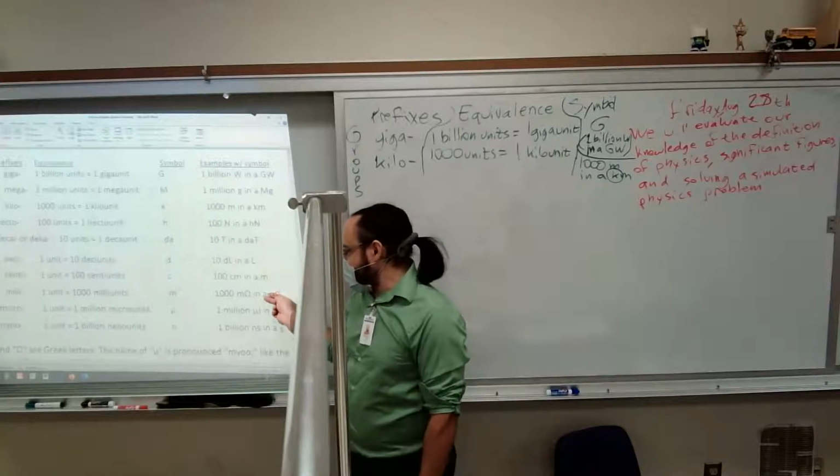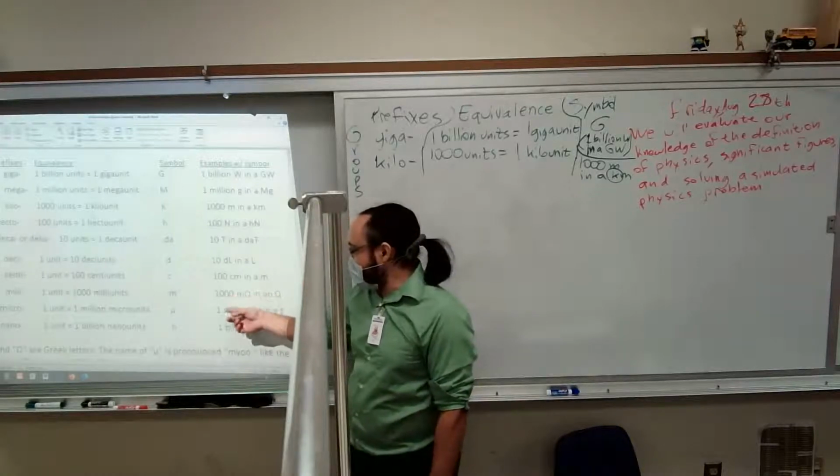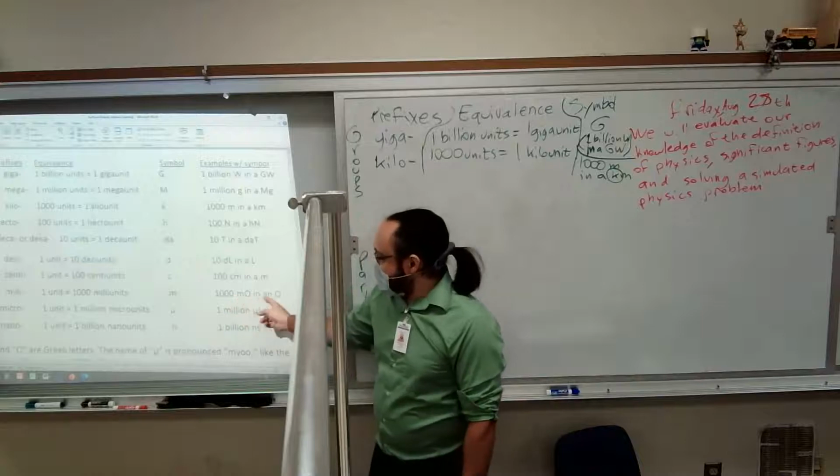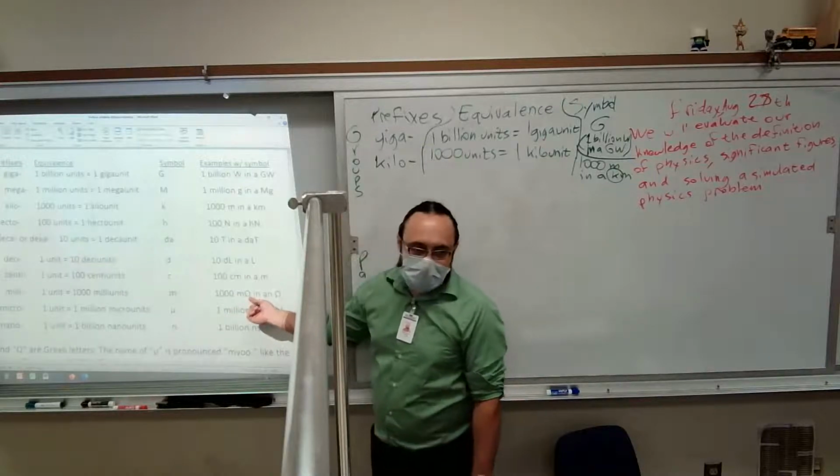A milli-unit is 10 to the negative 3. So that means there's 1,000. This is a new example. You know what this stands for? This omega symbol?